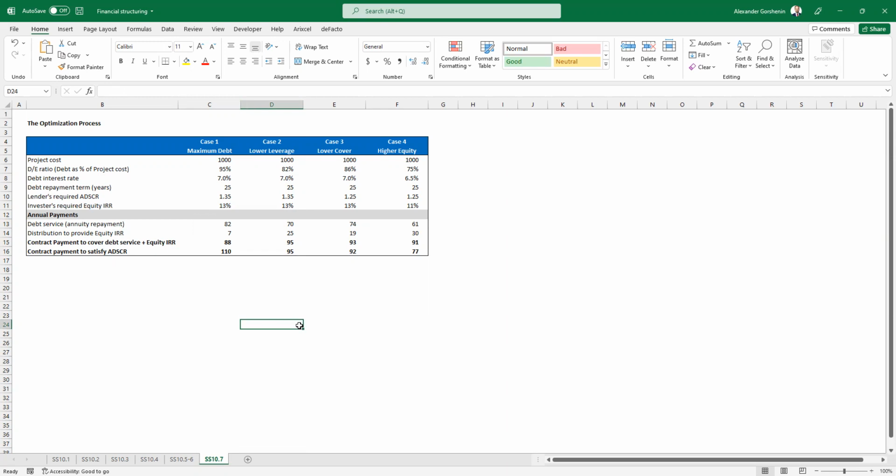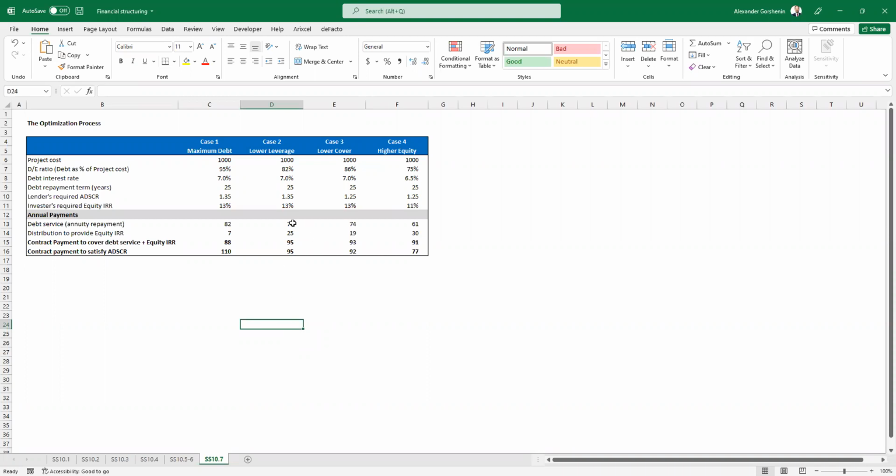Counterintuitive as it may seem, this reduces the required contract payments. The total of annual debt service and distributions is now 95. The contract payment to satisfy the ADCR requirement is also 95. That is 70 multiplied by 1.35.